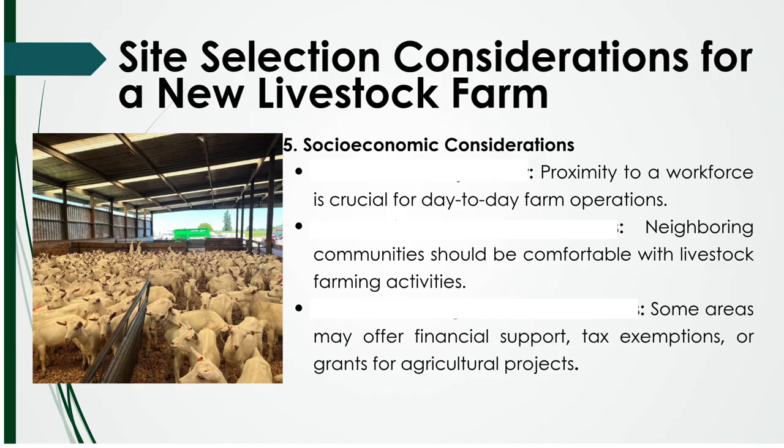And last, government regulation and incentive. Some areas may offer financial support, tax exemption or grants for agricultural projects. For example, in Keluang, Johor, the place is gazetted for agriculture and livestock farming only. If you drive from Tol Air Hitam to Bandar Keluang, there are many agricultural areas because the government has regulated that place for agriculture projects only.